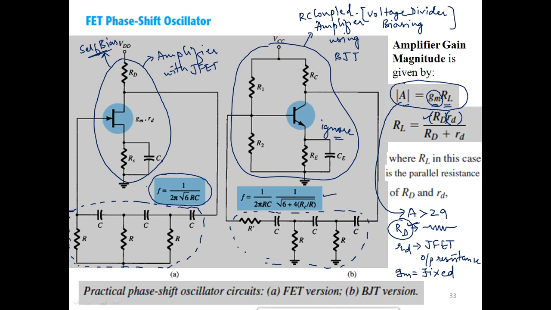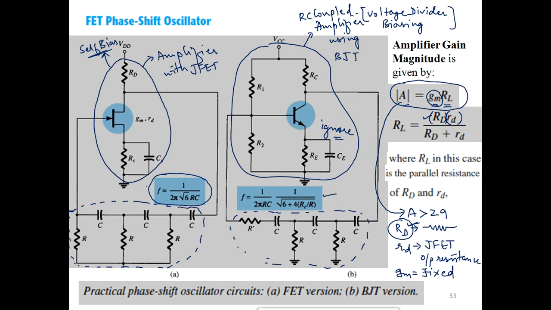Okay, so I hope this point is clear to you, students. That was all about the RC phase shift oscillator, which uses either a JFET or a BJT. Now one more point to add here is, what will the output be like?